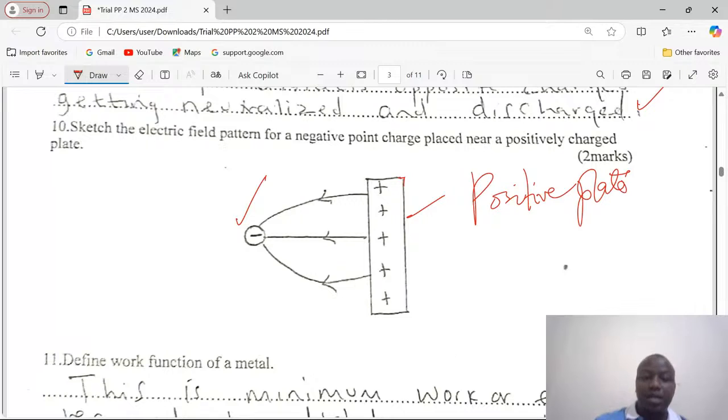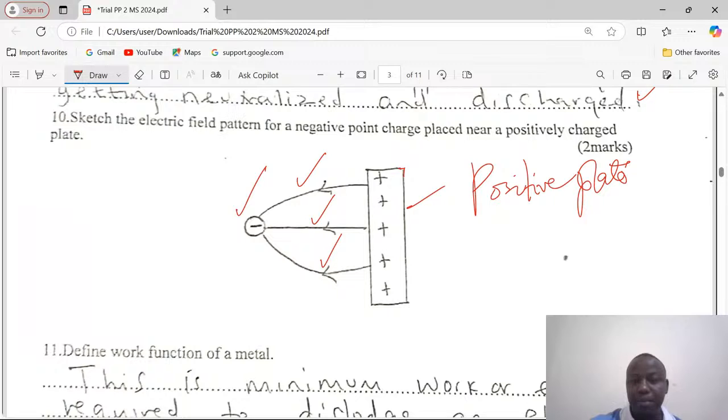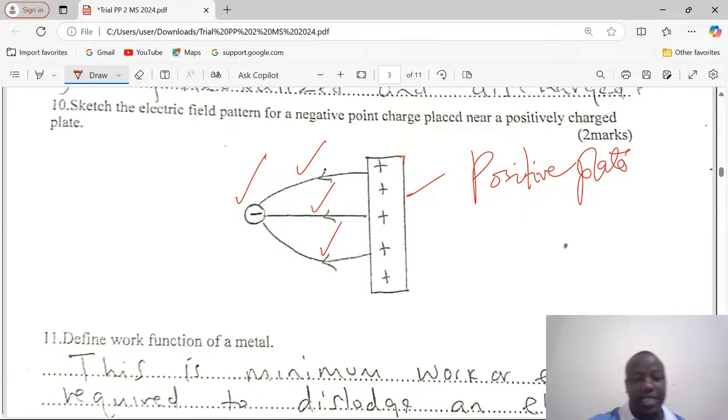Now we should know that electric field patterns move from positive to negative. From positive to negative, they never cross one another. They are close to one another where the field is very strong. Therefore, the field lines will just move as indicated. That's a basic concept. Please refer to electrostatics 2.